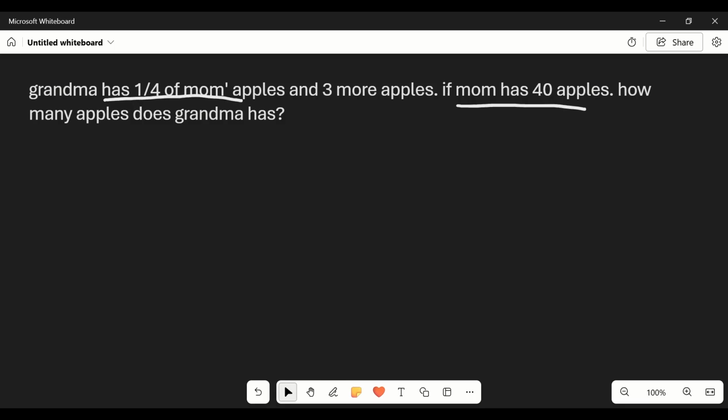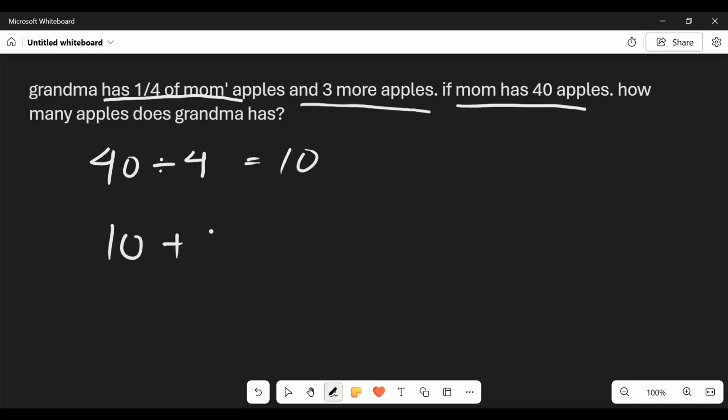Do you know what 1/4 means? It means we take mom's apples and divide by 4, and it's equal to 10. So grandma has 10 apples from that part. But wait, the problem says and 3 more apples. So grandma has 10 plus 3, which equals 13 apples. So grandma has 13 apples.